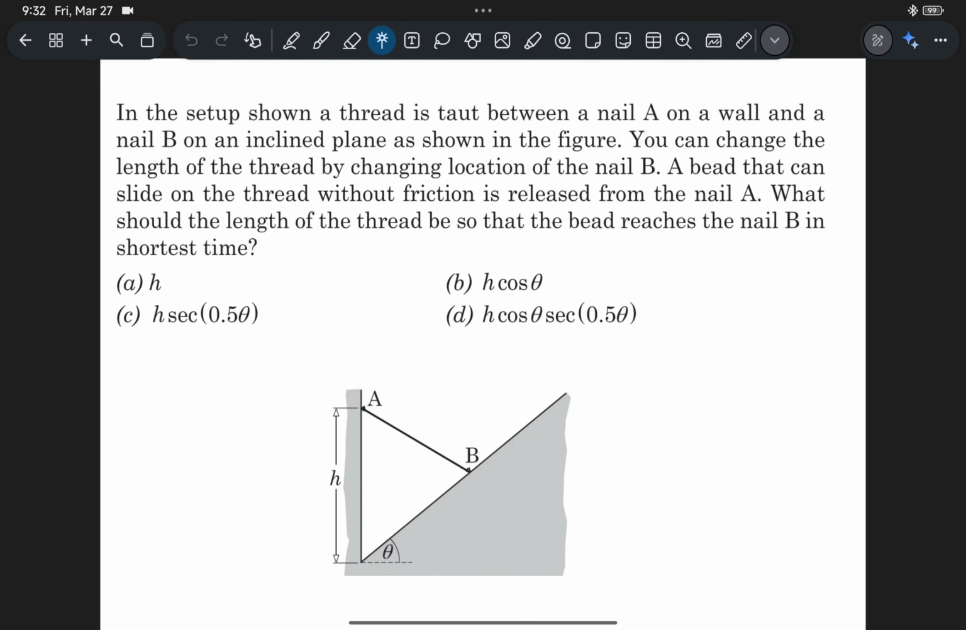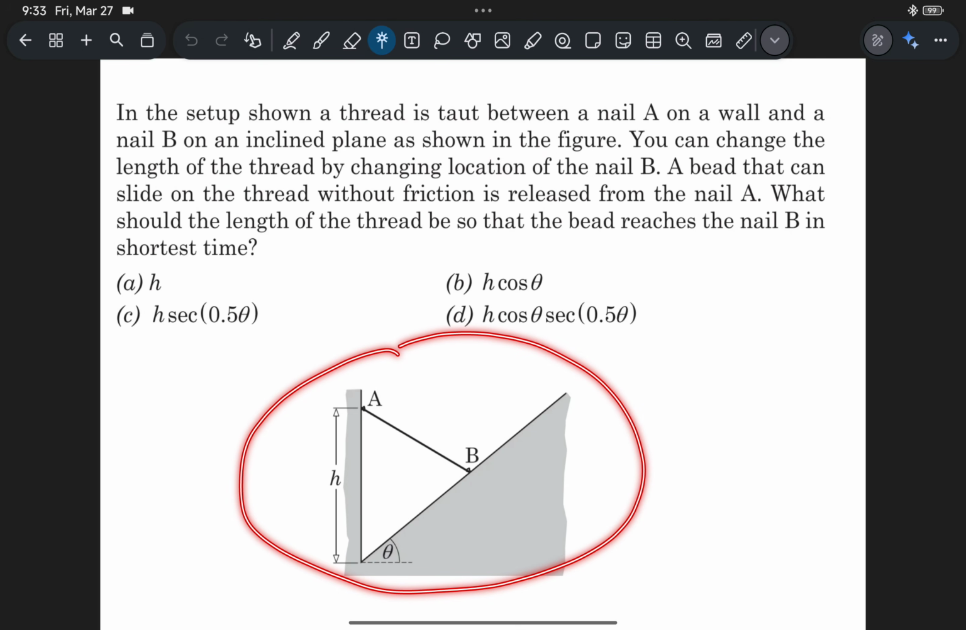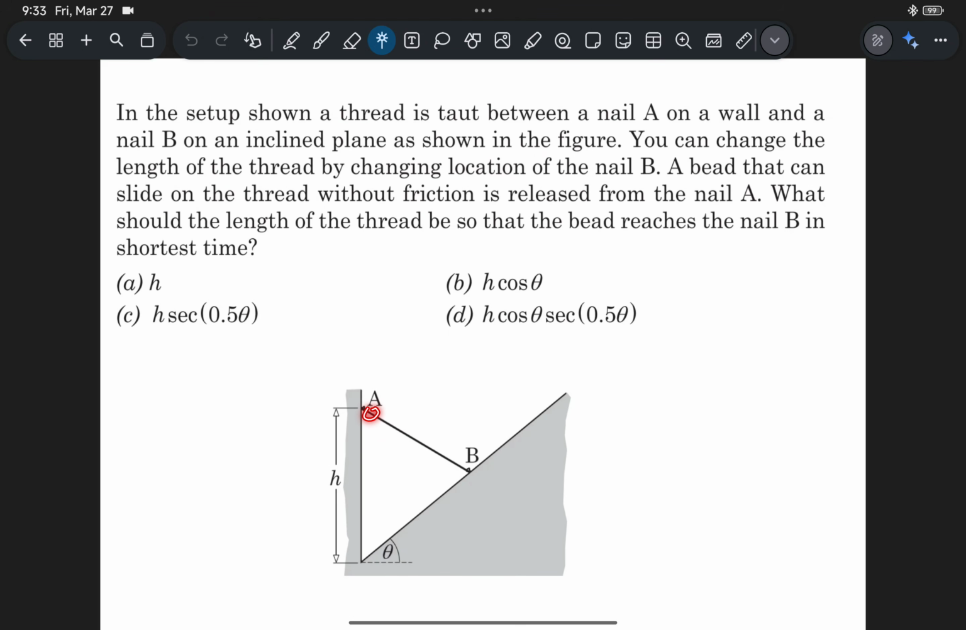Okay, in this video we'll discuss this question from Pathfinder. So here they're telling that in the setup there is one thread from A to B and one bead should slide from point A to point B. Point A is fixed, so this is not allowed to change. Point B you can keep anywhere on this inclined surface, and the bead that you are releasing here with initial velocity 0 should travel along this thread and reach point B in minimum time. For that, they're asking what should be the length of the string.